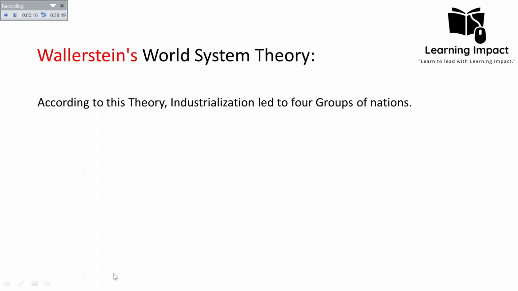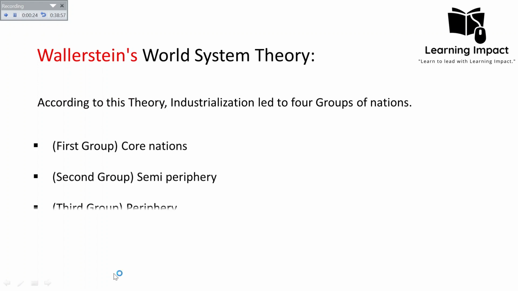According to this theory, industrialization leads to four groups of nations, which he called the core nations, semi-periphery nations, periphery nations, and also the external area. This is how Wallerstein believed that industrialization actually leads to these four groups of nations. The whole world has been stratified into these four groups.